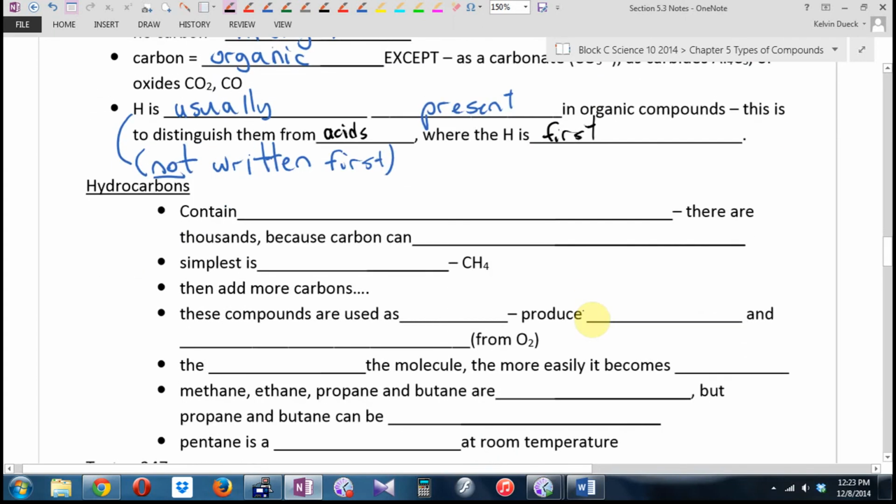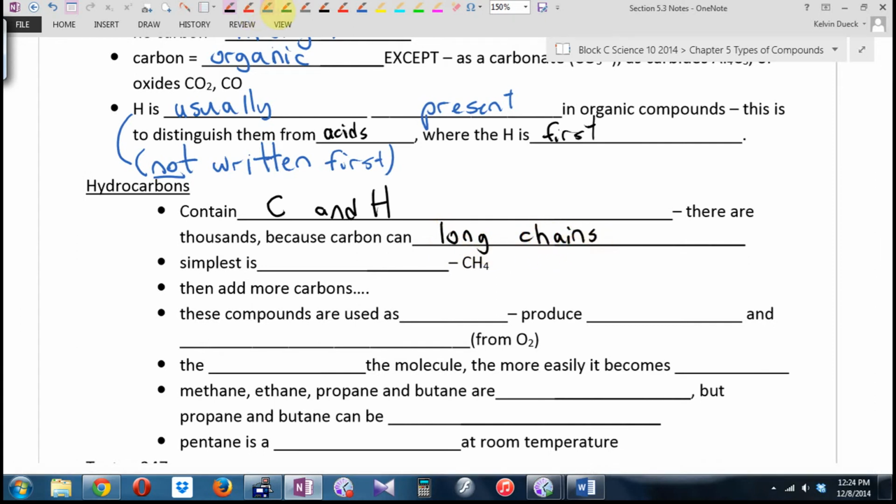Hydrocarbons. Hey, what do you think hydro is short for on our periodic table? Hydrogen. What do you think carbon is short for? Oh, you know what? This one is pretty easy to figure out from the word. Guess which two elements hydrocarbons contain? C and H. There are thousands because carbon can form long chains.